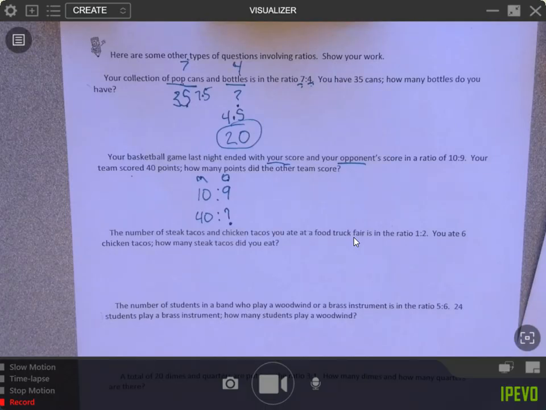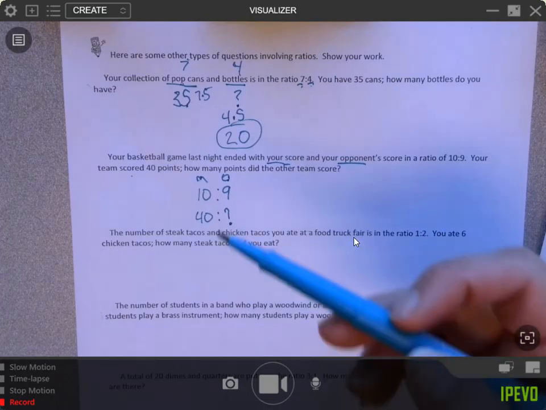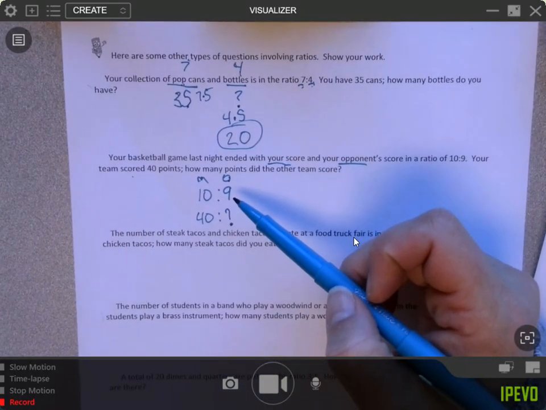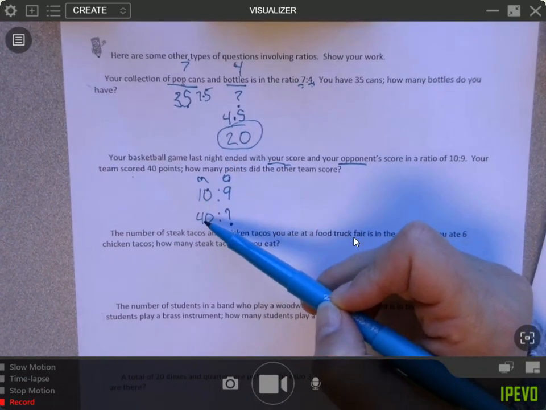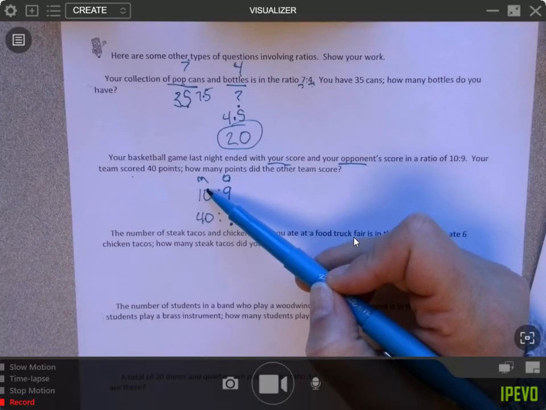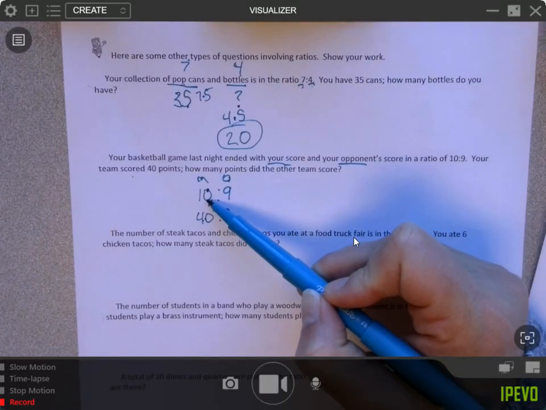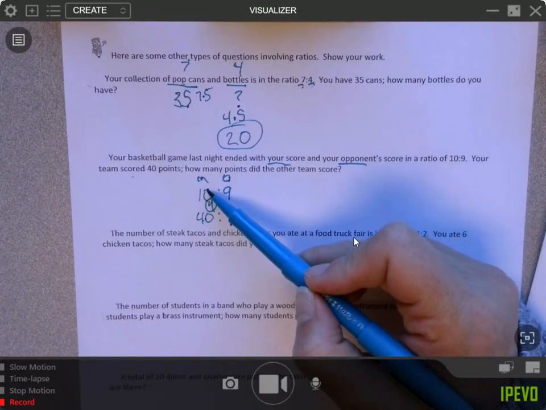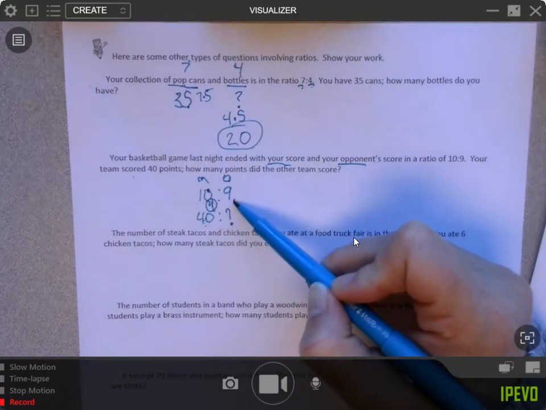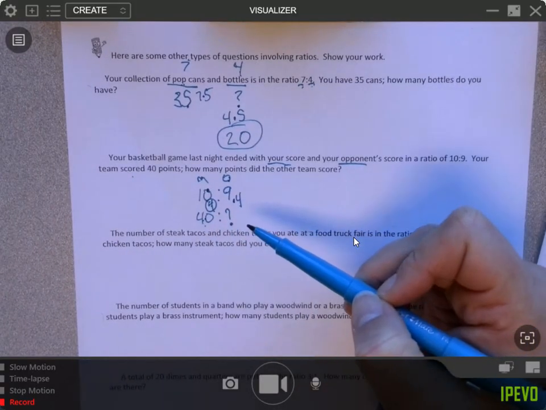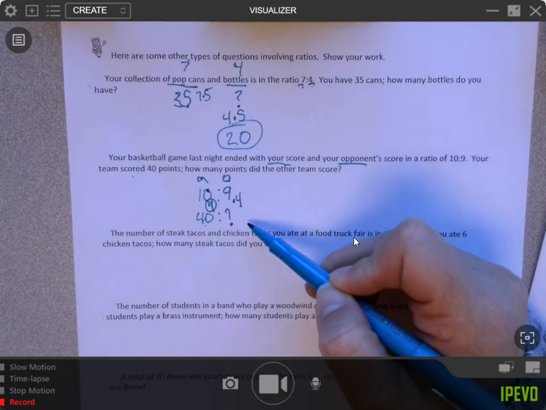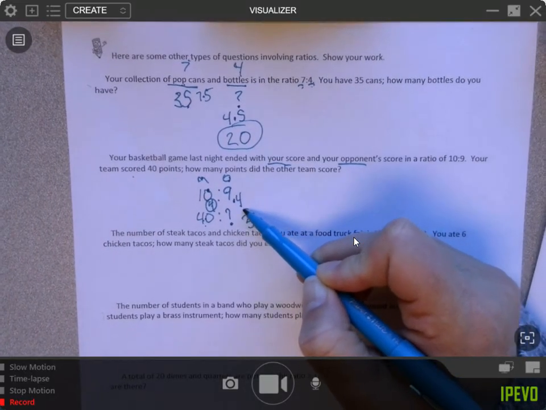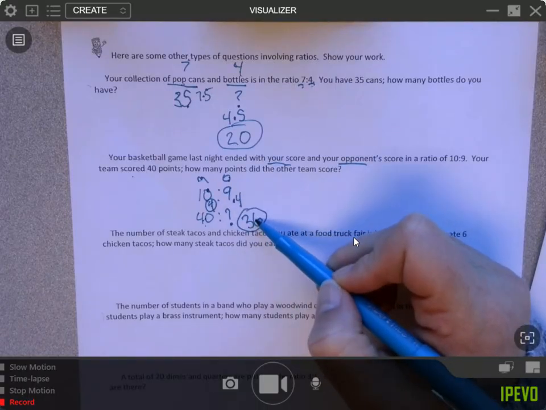Bennett? Why do you think it's 4? Because 10 times 4 equals 40. Yeah, because if I simplified that 40 down to 10, I know I was dividing out that 4. So 10 times 4 is 40, so I need to do 9 times 4. What is 9 times 4? Liam? 36. 9 times 4 is 36.